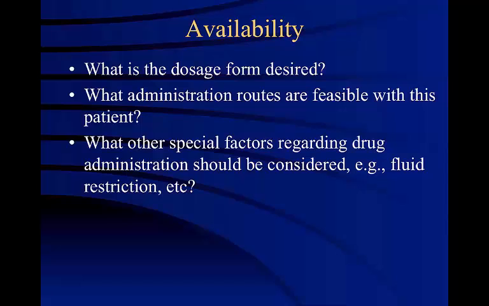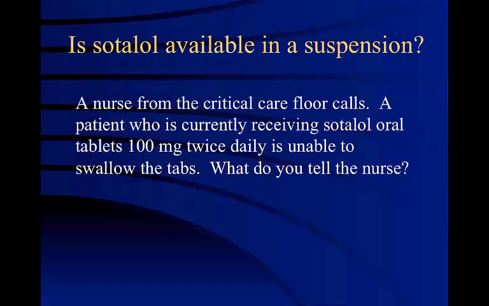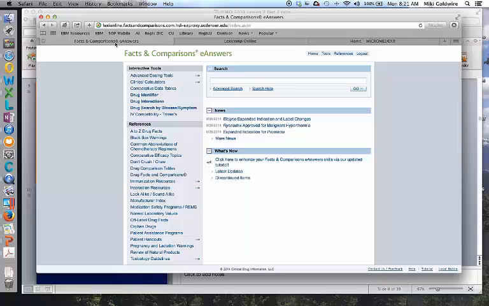So an example of an availability question is, is sotalol available in a suspension? A nurse from the critical care floor calls, and the patient who is currently receiving sotalol oral tablets 100 milligrams twice daily is unable to swallow the tablets. So what do you tell the nurse? You want to go to the drug monographs and look under the product information list.